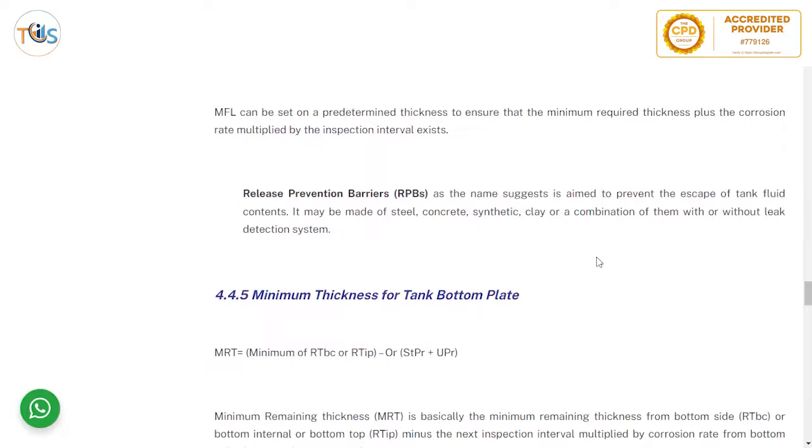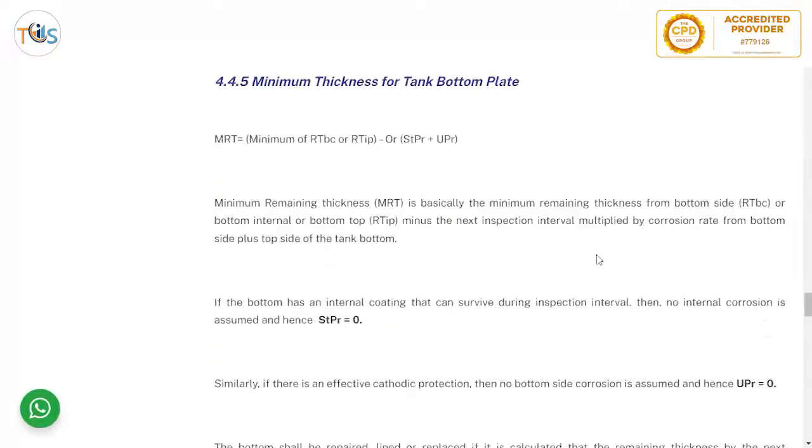Release prevention barriers, as the name suggests, are aimed to prevent the escape of tank fluid contents. They may be made of steel, concrete, synthetic, clay, or a combination of them, with or without a leak detection system.